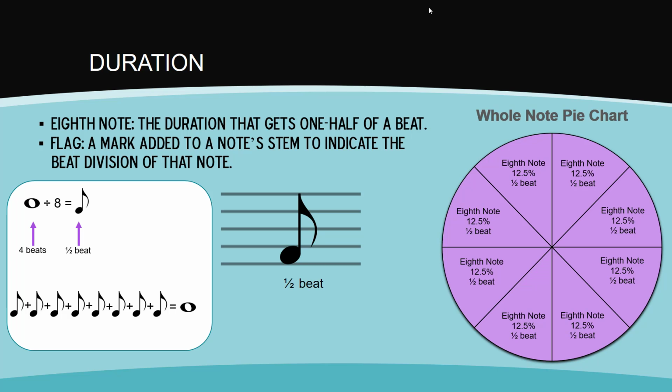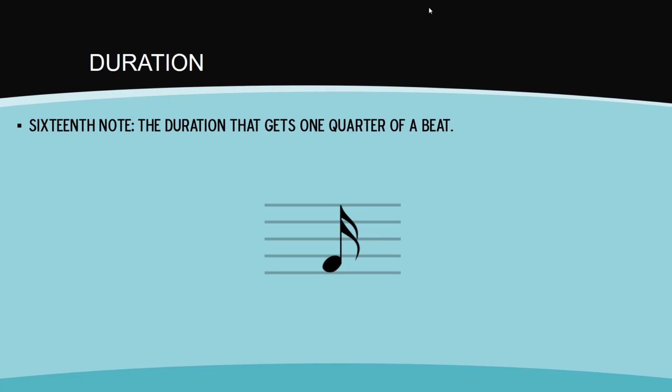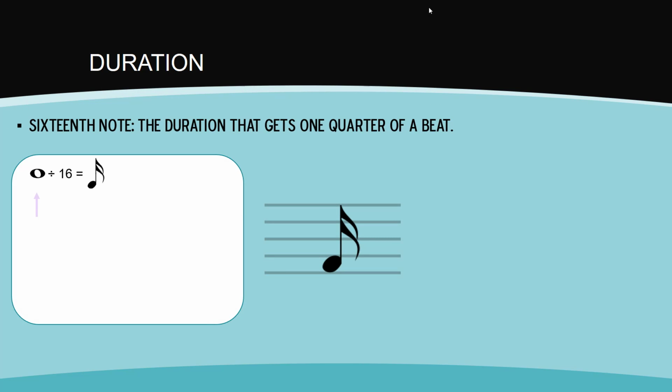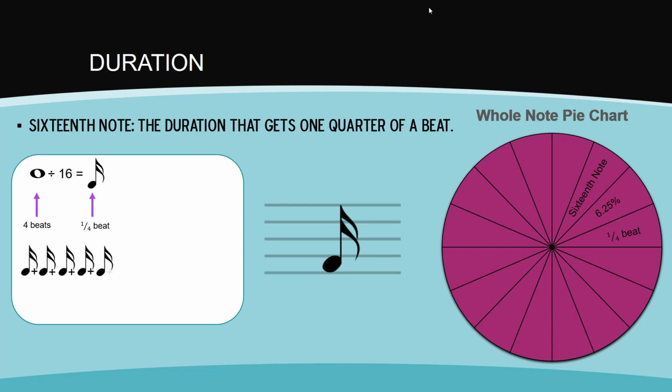A 16th note is a note that is 1/16 the duration of a whole note. There are 16 16th notes in the value of a whole note. To notate a 16th note, you add an extra flag to the 8th note, cutting its value in half. Therefore, a 16th note gets 1/4 of a beat. A pitch that has a duration of 1/16 note would sound like this.